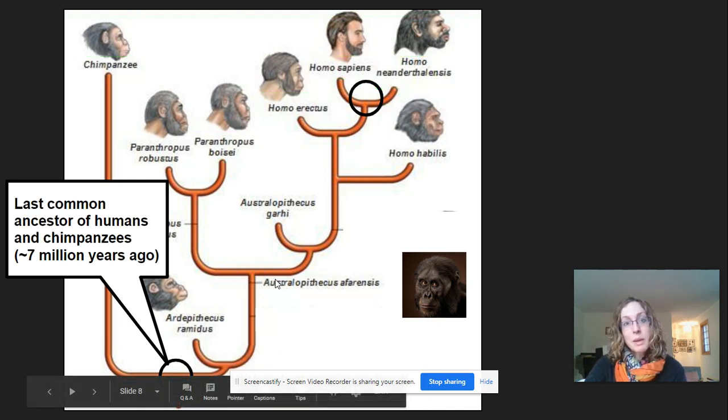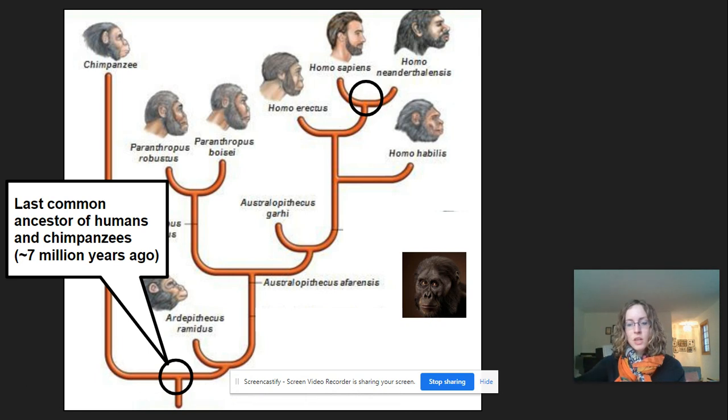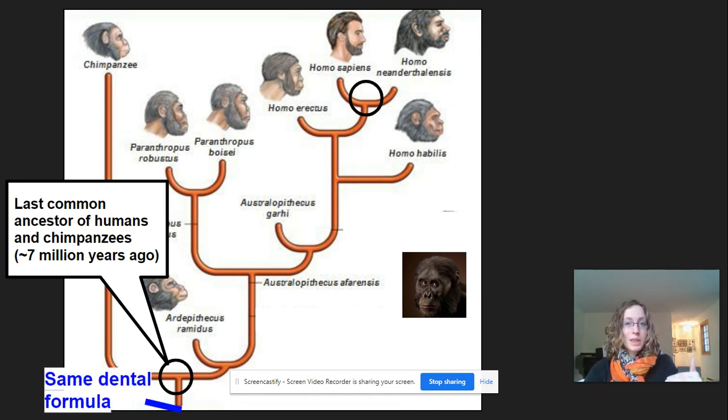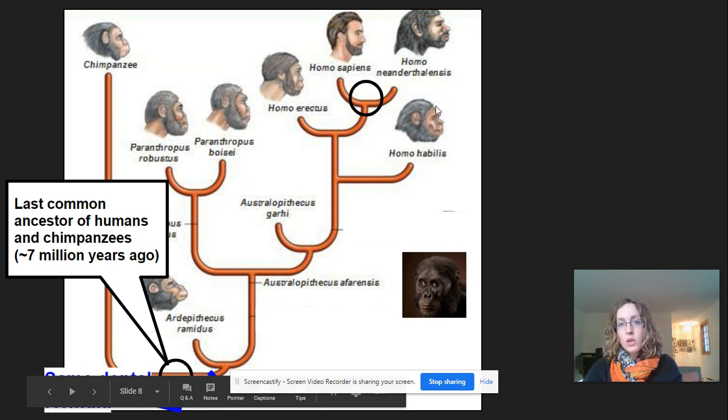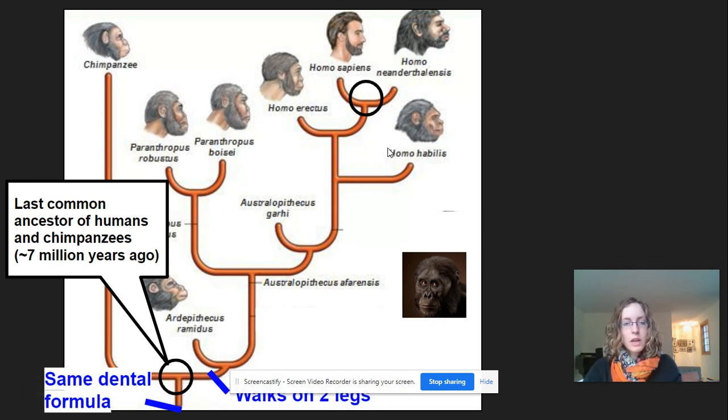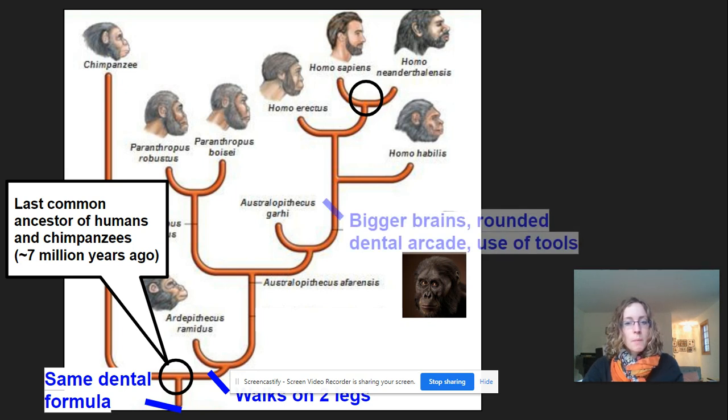So if we wanted to label this as a cladogram using this idea of different characteristics, derived characteristics evolving over time, we'd probably put the dental formula at the bottom, because you guys saw in the lab that all the skulls had the same numbers of teeth, the same types of teeth. We'd probably put walking on two legs next, because we saw how most of the skulls that we looked at did walk on two legs, and that evolved pretty early on in hominid history.